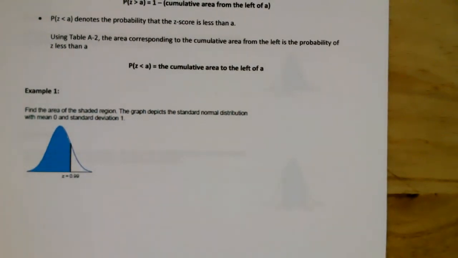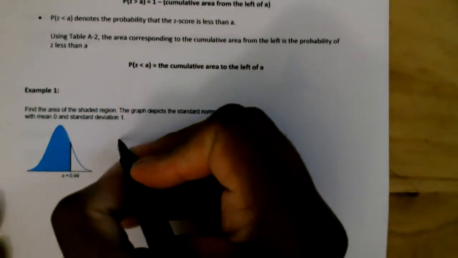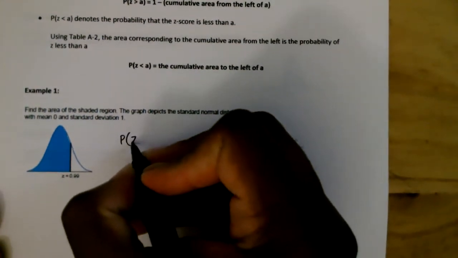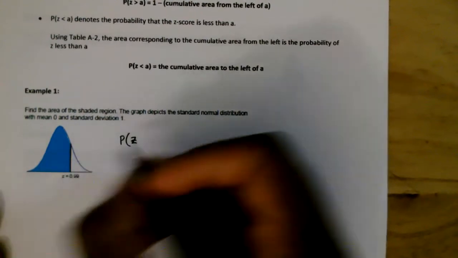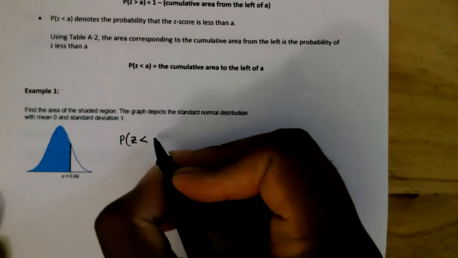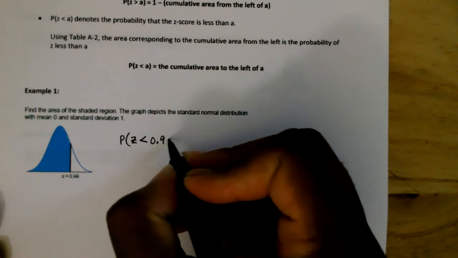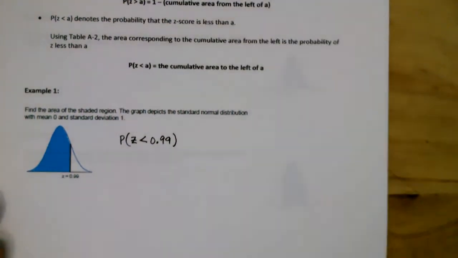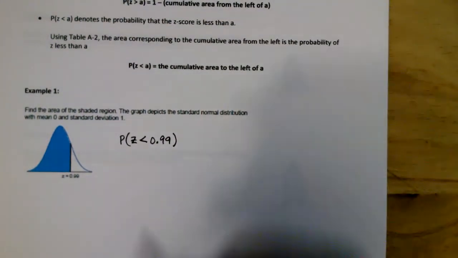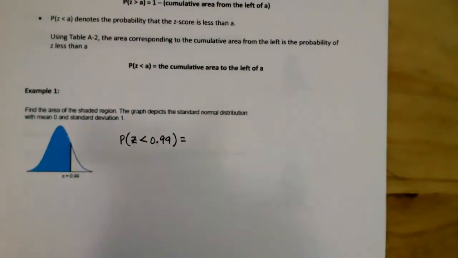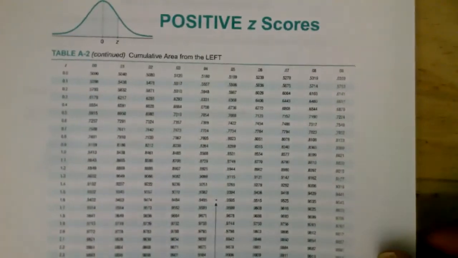We want this area to the left. So that means we're looking for the probability that our Z, and it's shaded to the left, so the inequality symbol has to be less than 0.99. And 0.99 is a positive value, so we need to look at the table or the page for a normal distribution that says positive Z-scores.